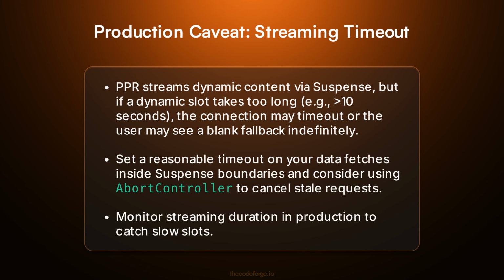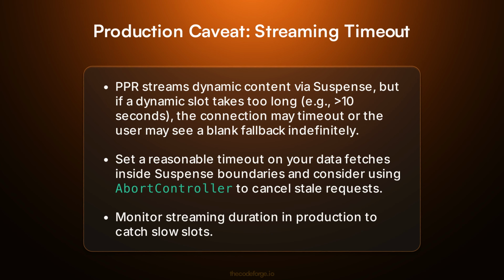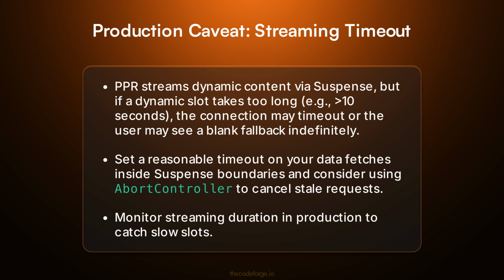PPR streams dynamic content via Suspense, but if a dynamic slot takes too long, e.g., 10 seconds, the connection may time out or the user may see a blank fallback indefinitely. Set a reasonable timeout on your data fetches inside Suspense Boundaries and consider using abort controller to cancel stale requests. Monitor streaming duration in production to catch slow slots.